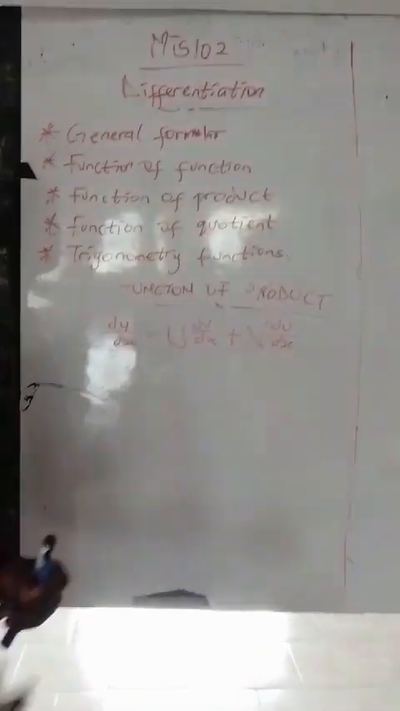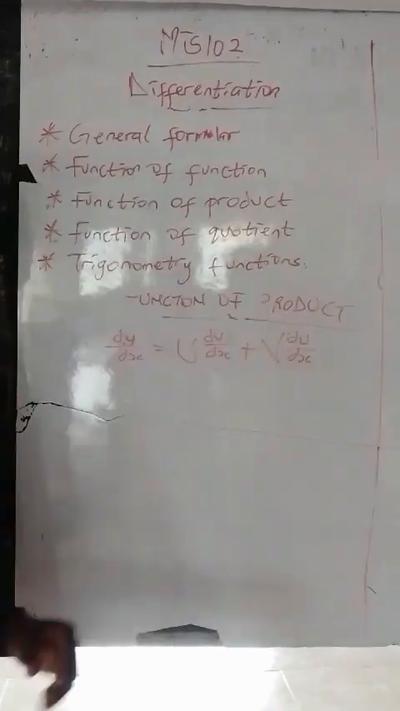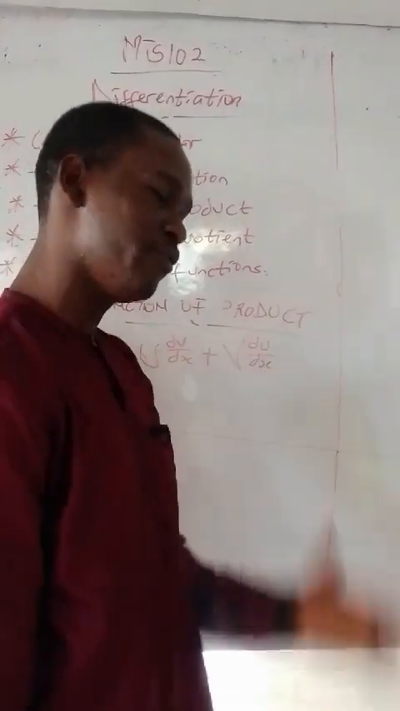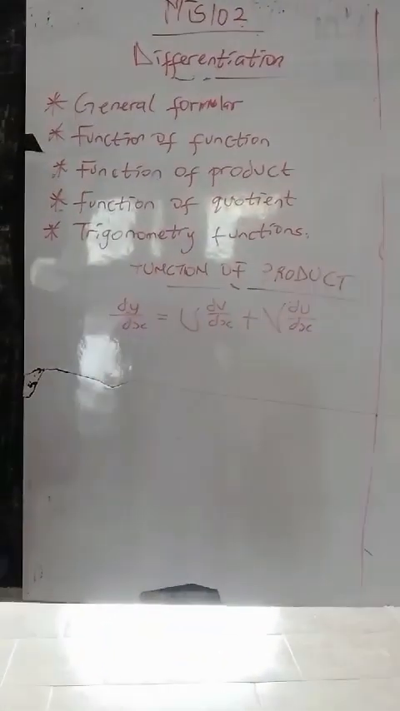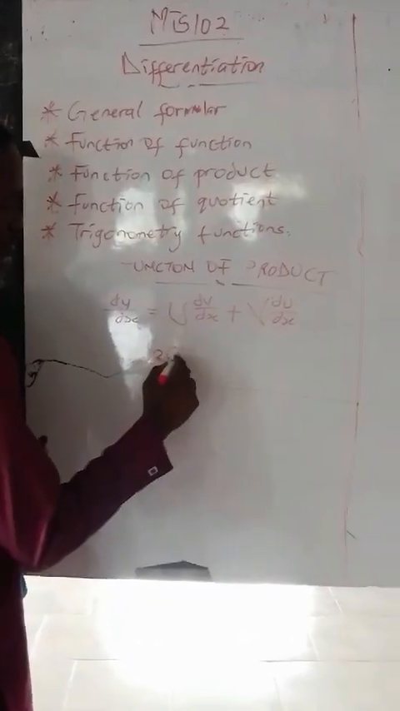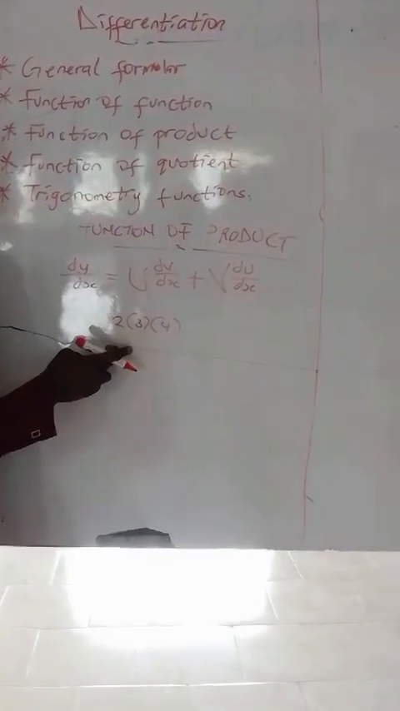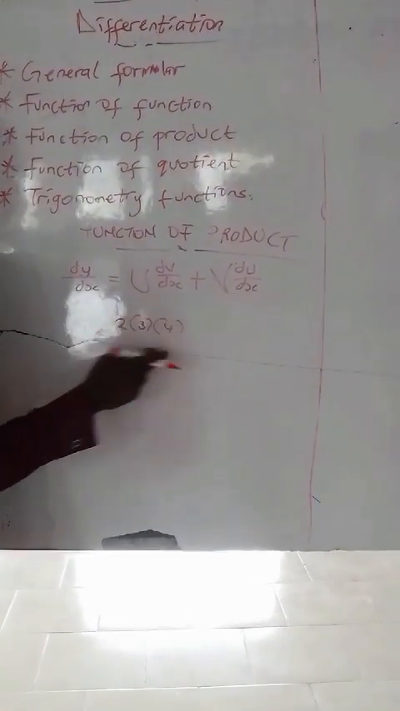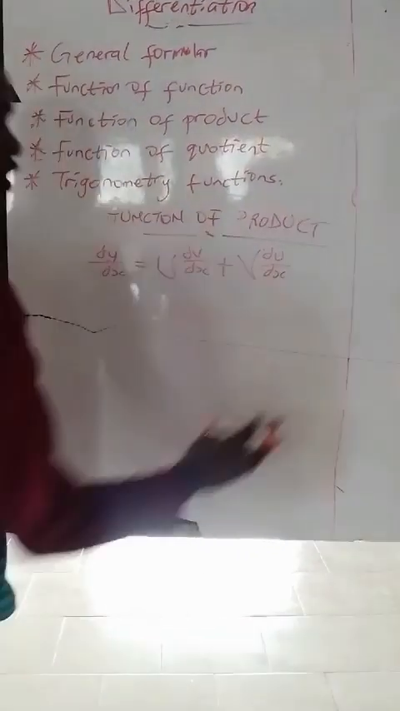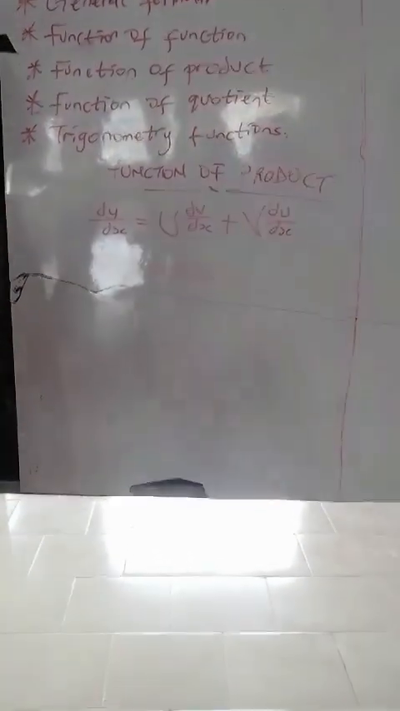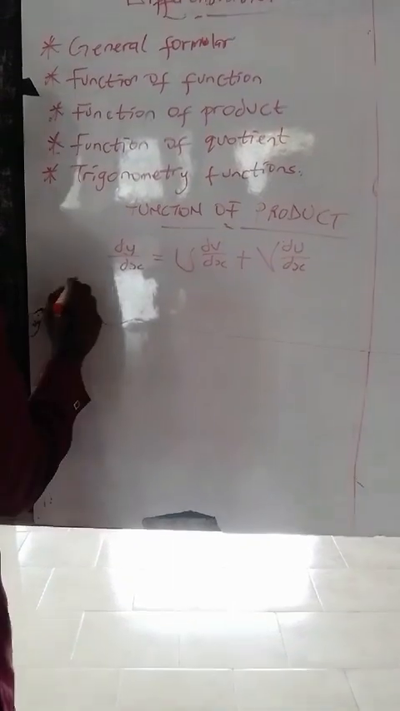This is function of products. When you say function of products, it means you have 2 to 3 functions. An example is like you say 2 into 3 into... Majorly I will be diving into two functions alone. What do I mean by that? Example.